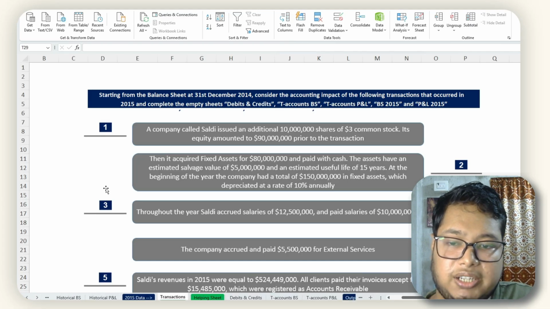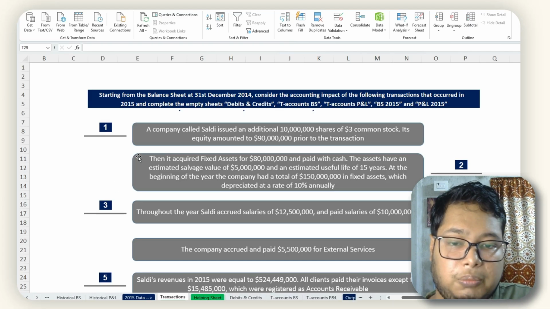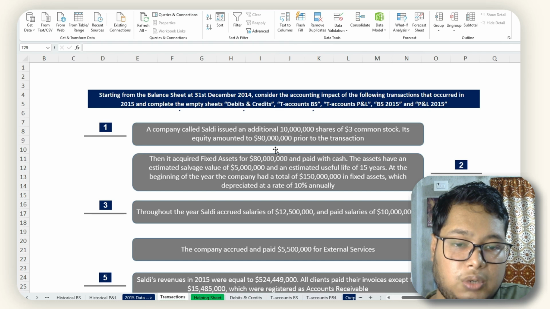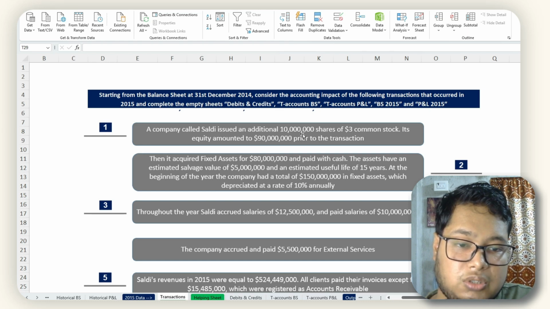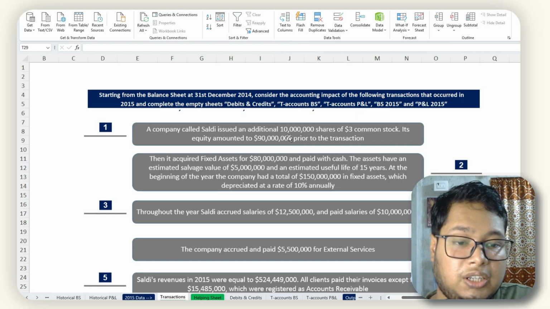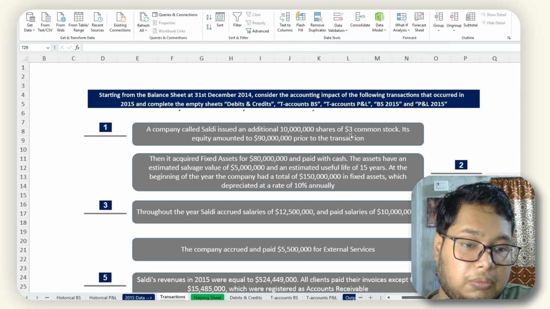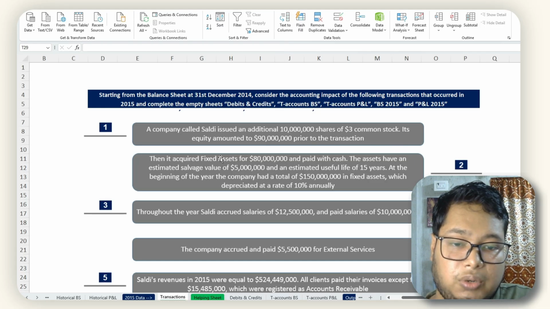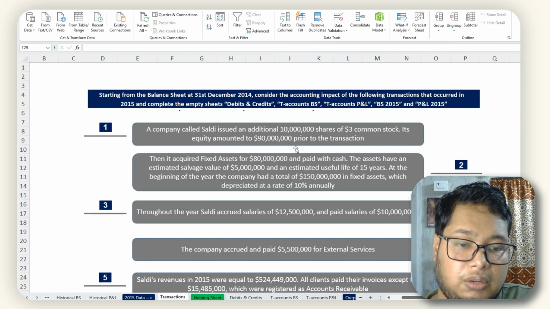So what is the first transaction saying? A company called Saldi issued an additional 10,000. Oh no, it's not 10,000, it's 10 million. My bad. 10 million shares of $3 per share common stock. Its equity amounted to $90 million prior to the transactions.